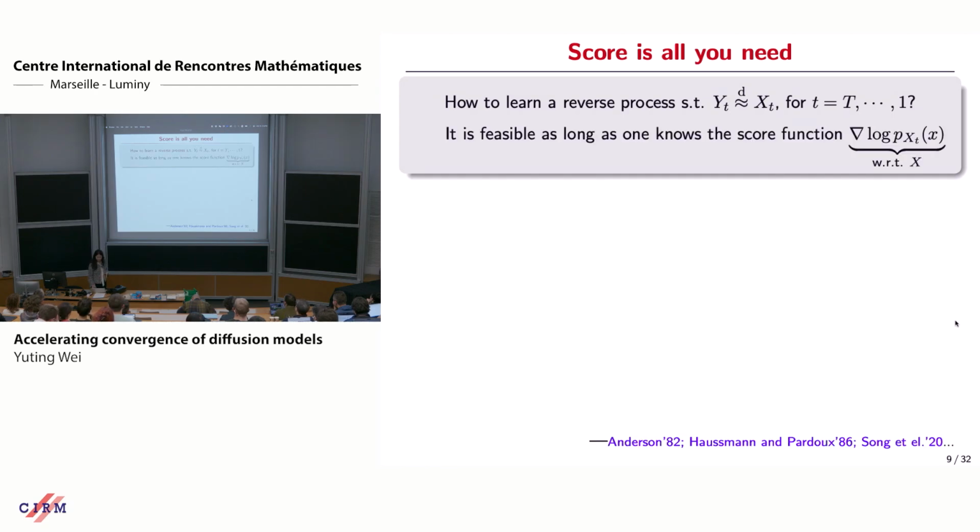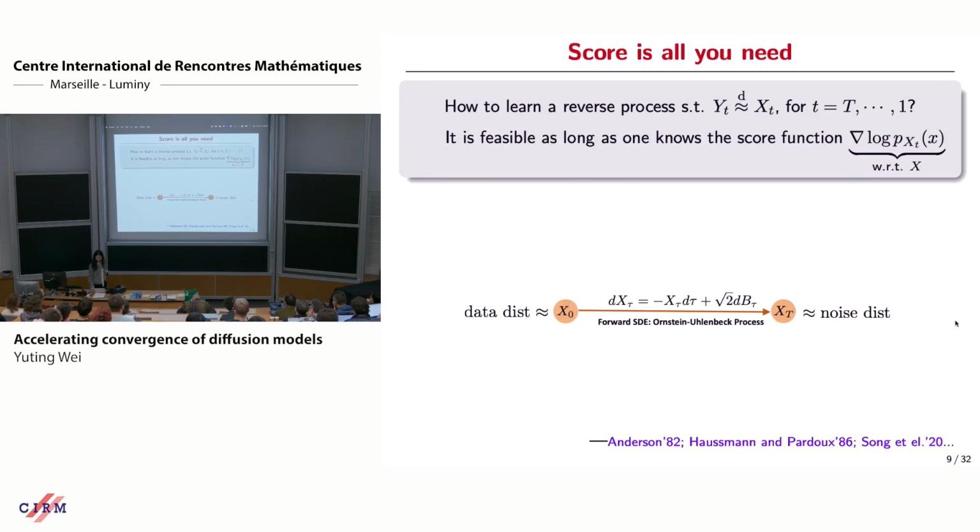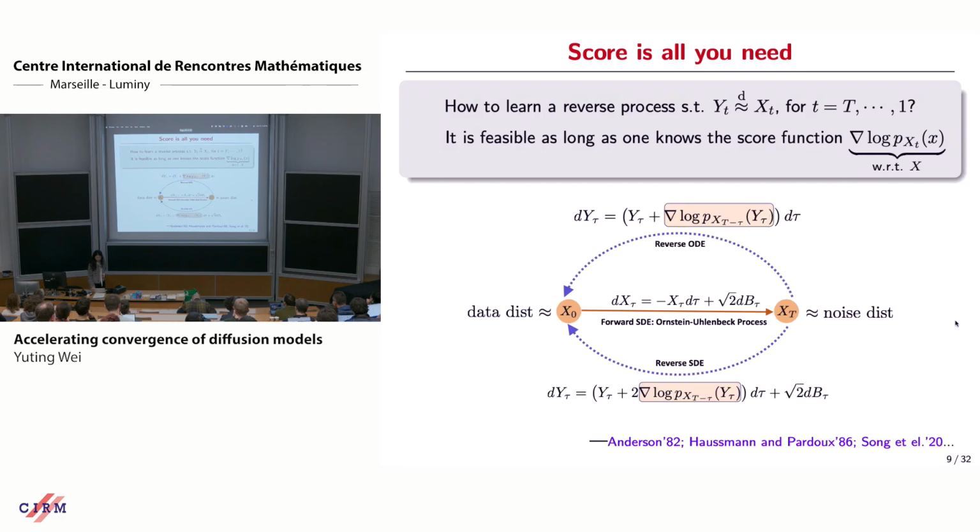In fact, a standard result in SDE literature tells you that as long as you know the score function, the gradient of log density, you can write down the reverse SDE so that you can generate samples from this reverse SDE. The reverse SDE in this case is a simple OU process. Okay, that's the reverse SDE, the drift term only depends on your y_t and the score function. And also you can write down the reverse ODE, where both of these processes share the same marginal distribution.